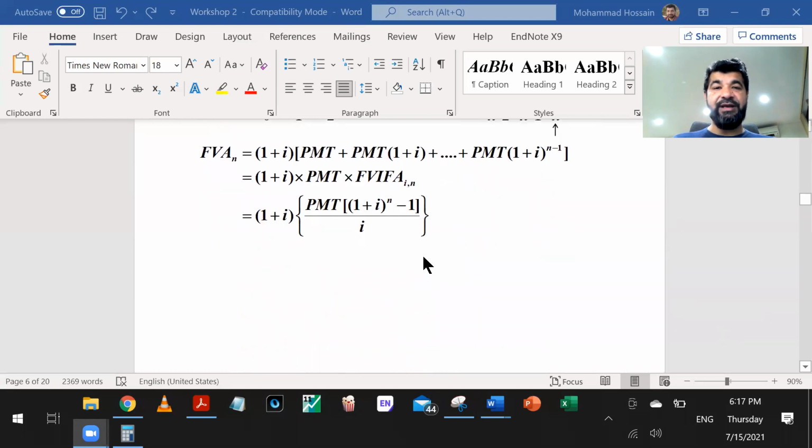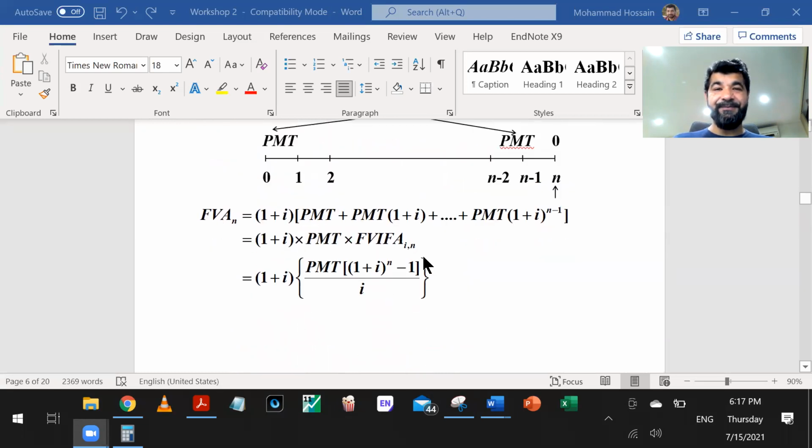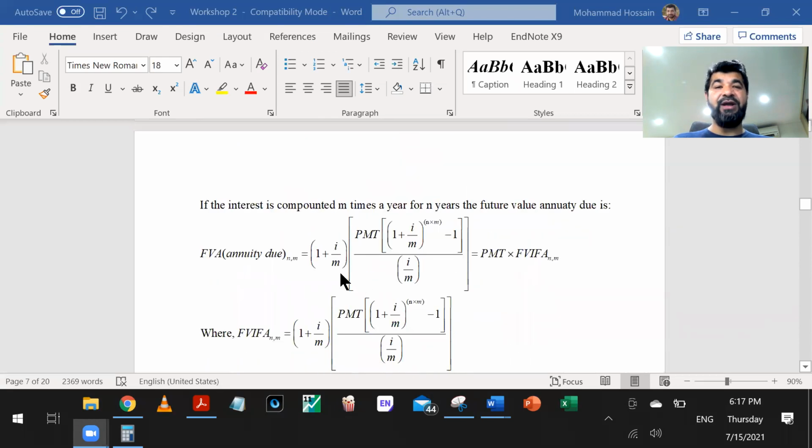So this is the formula we have here. And in this case, our formula is this, future value annuity.